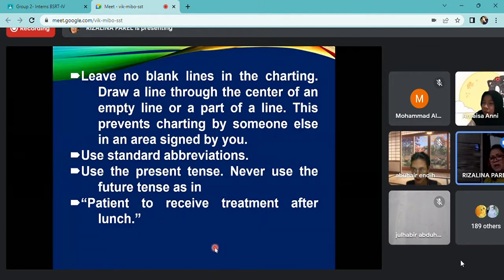Okay, use the present tense, never use the future tense, as in like patient to receive treatment after lunch. Walang ganon. Okay, so hindi pwede na anticipation. Lahat yon dapat ginawa na, use the present tense.